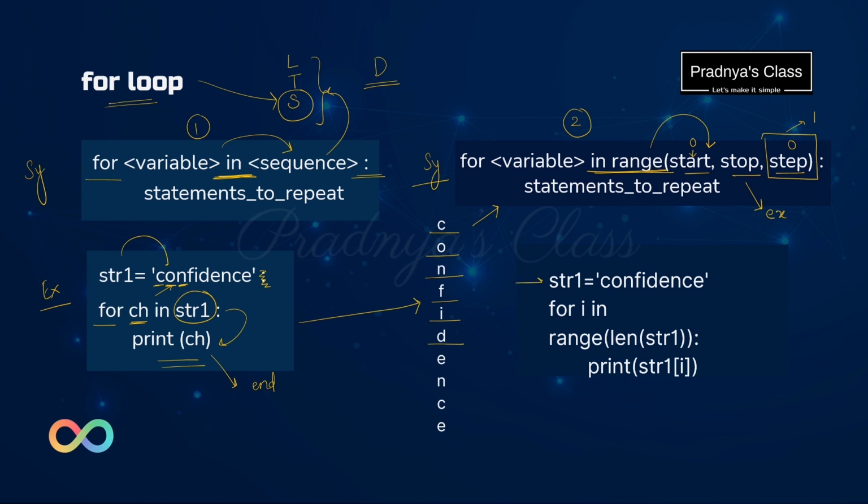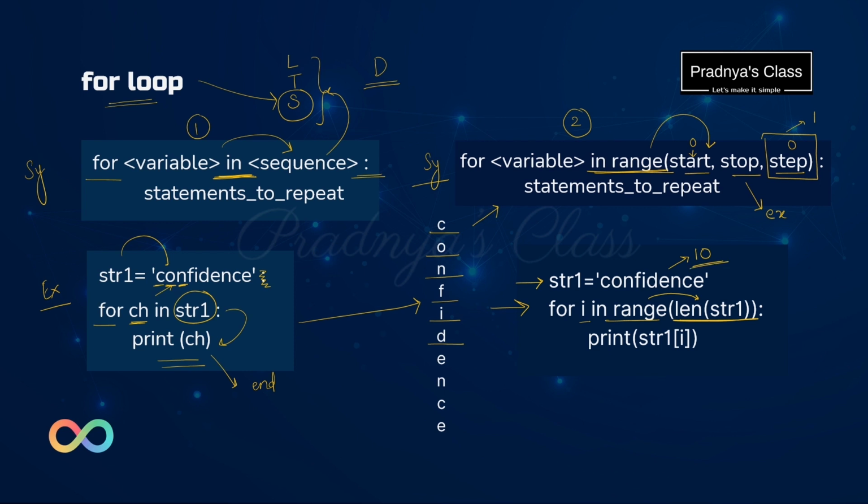Now look at the code. The string is same. Now let's write the for loop. For i in range. In the range function we are providing the length of string 1. And the length of the string means the number of characters in a string, that is 10. So the loop will get executed in range of 10. We skip the start parameter. By default it will start with 0. Here is the second parameter. The outer limit doesn't include, so it will be 9. The loop will start from 0 and continue up to 9.